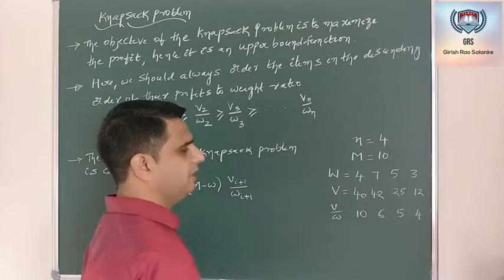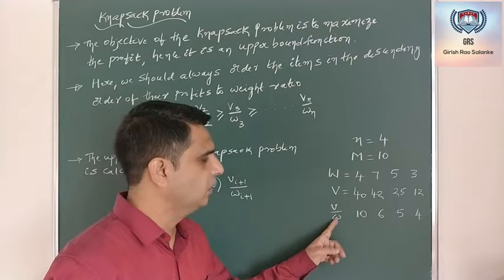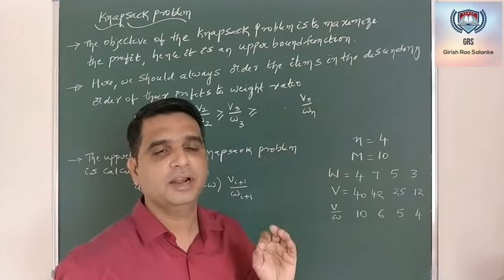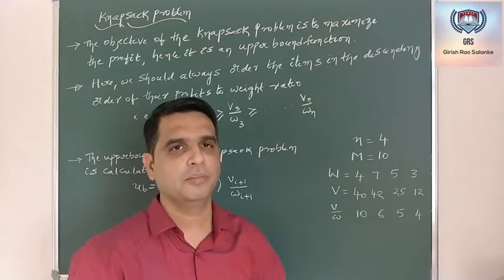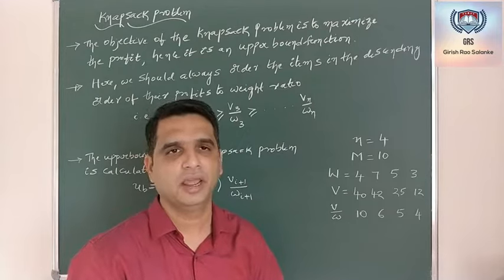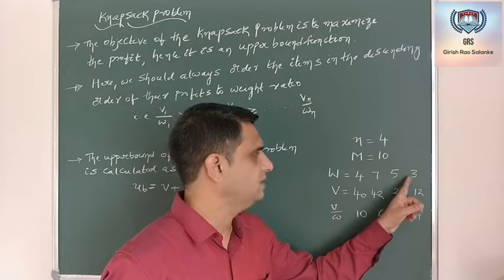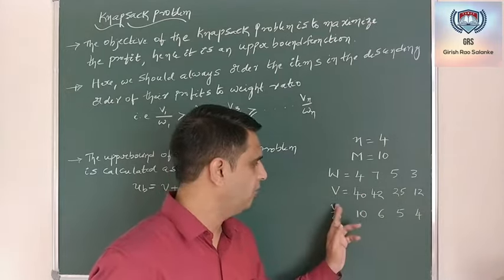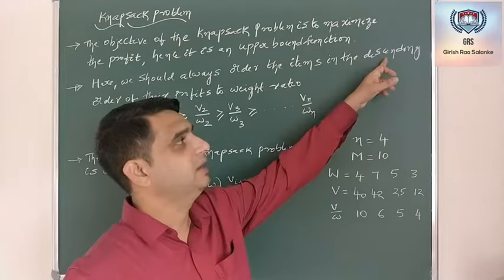Now in this example that I have considered, if you note, the profit to weight ratios are in descending order. This is one of the conditions that is a must before solving the knapsack problem using the branch and bound technique. If they are not in descending order, then I need to rearrange the items as well as the profits in such a way that I get the profit to weight ratio in descending order.